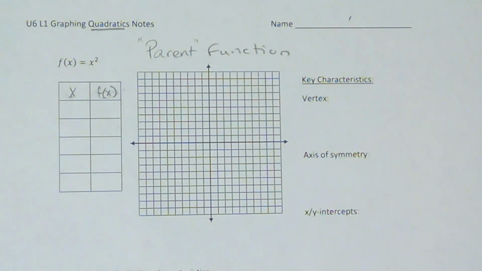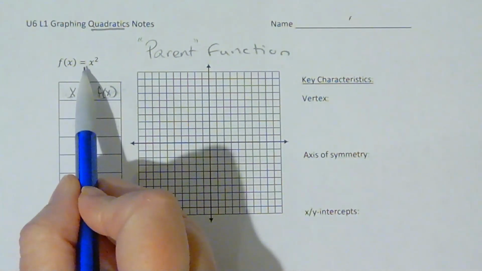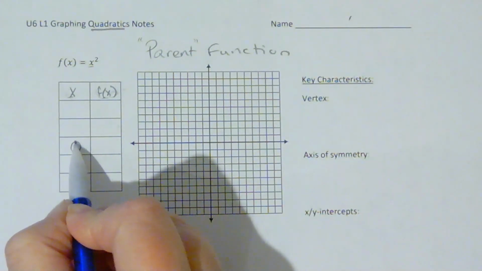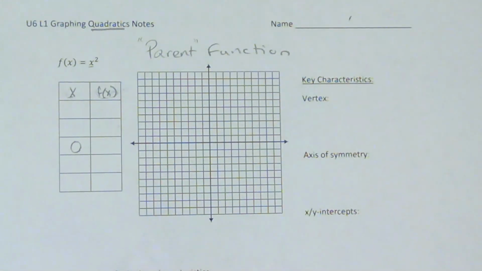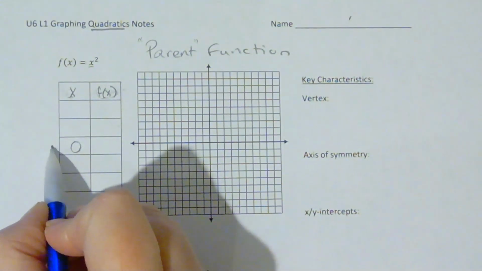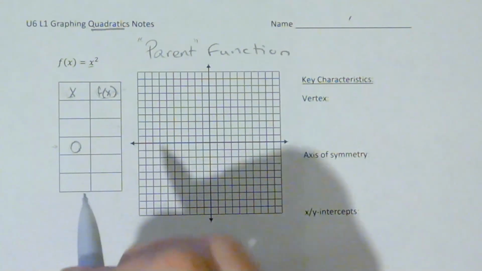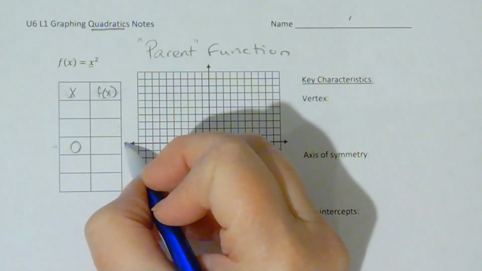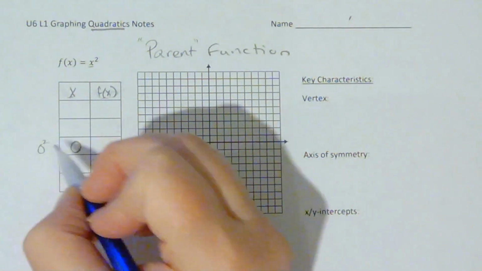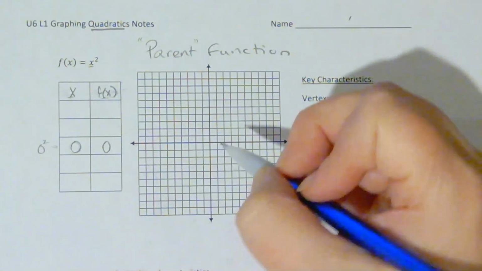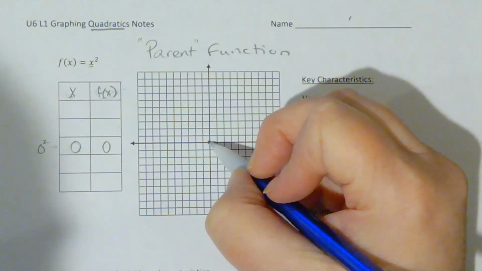So we're going to start with input values. We know this is a quadratic because it's x squared. So the first value that I'm going to input is 0. I'm going to actually try some positives and some negatives. So I'm going to put 0 kind of in the middle of my chart here. So if I put 0 in for x, the output is going to be whatever 0 squared is. And 0 squared is 0. So this means that I have a point on the graph at (0, 0).